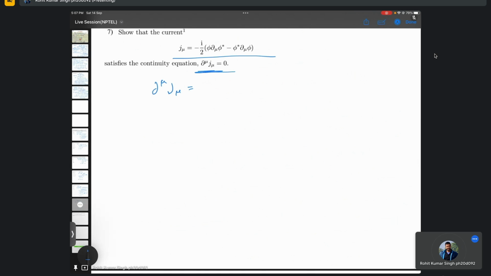And I minus 2 del mu of phi, del mu of phi star, and then phi will be common, and then del mu of phi star minus del mu of phi star del mu of phi, and then phi star del.